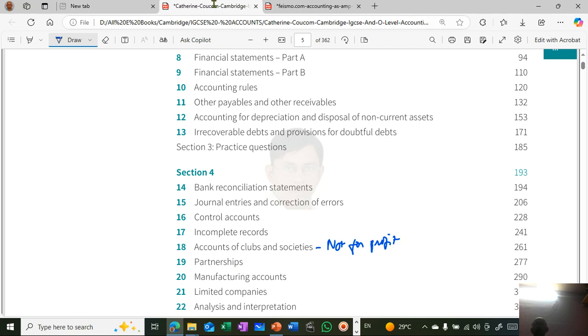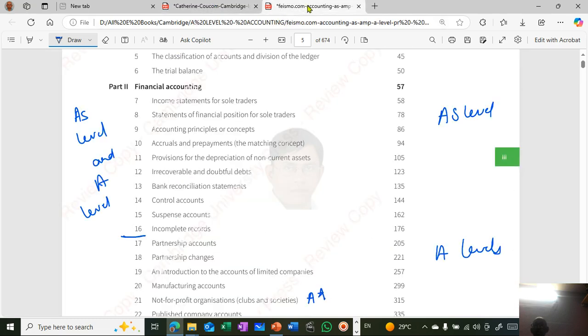Okay. So then partnerships. See, partnerships. Where is it? Till here. Sorry, till here. So it is A level. Partnership changes onwards, you will have in A level. From here onwards, it's A level. Partnership changes. So till here you have in AS level. So this is AS level.